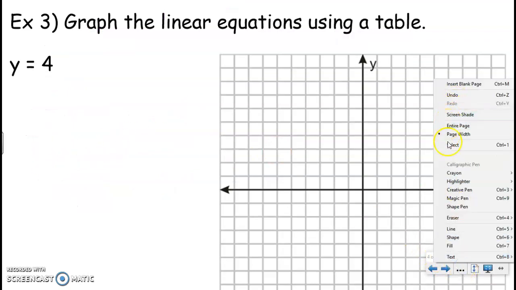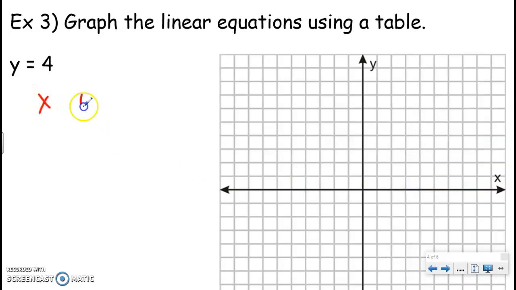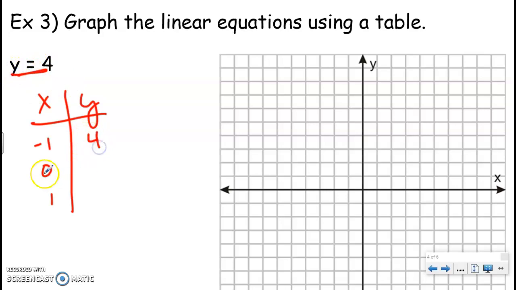Okay, next one. You'll notice that there isn't an x value. I'm still going to pick my values from my table like I did before. And because there's not a fraction, I'm just going to go ahead and do my typical -1, 0, 1. Now, since there's not an x here, I can't actually plug those in. So if I tried to plug in -1, I'm going to get y equals 4 for an answer. If I try to plug in 0, I'm going to get y equals 4 for an answer. And if I try to plug in 1, I'm going to get y equals 4 for an answer. So if I graph that, I end up with 3 points right here.